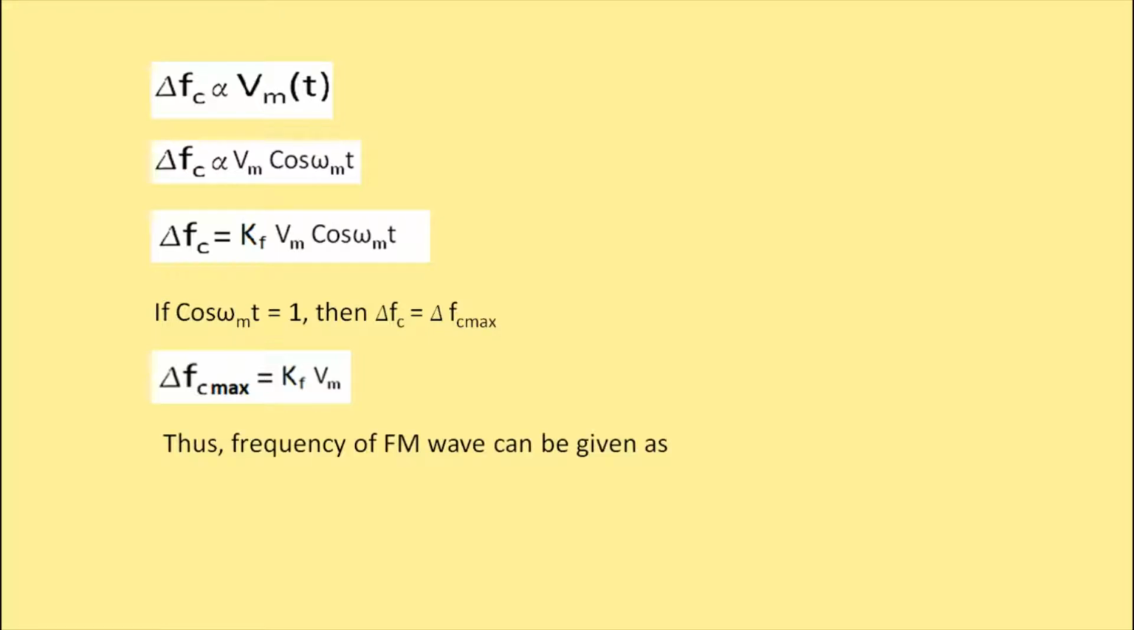So the frequency of FM wave can now be given as F is equal to Fc plus Kf Vm cos omega mt. Remember this equation which we had discussed as F is equal to Fc plus delta Fc. That delta Fc from here, this particular equation, I am substituting in this expression. So I get the frequency value as F is equal to Fc plus Kf Vm cos omega mt. I am numbering this as equation 4.